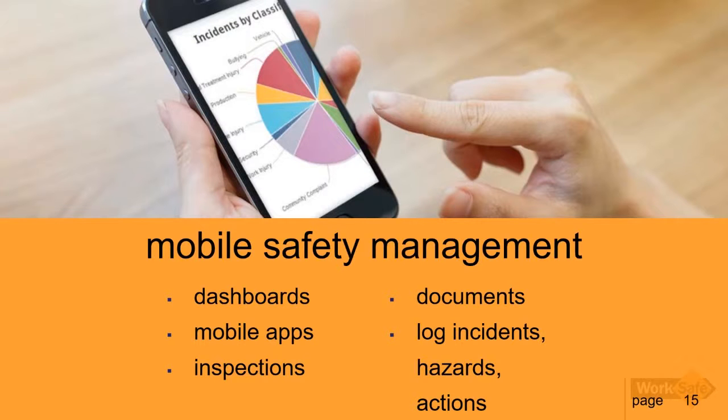So you're not double handling, and it's a lot simpler to do it, and you've also got photographic evidence as required. If I'm out in the field, I should be able to look at information. So if there's a safe work procedure for something that I'm about to do, hopefully I should be able to see that information on the mobile device.